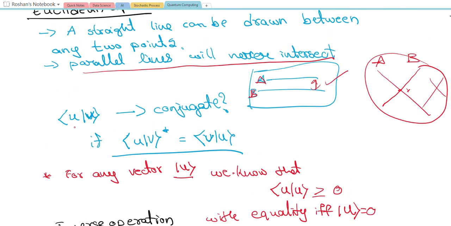For our u comma v vector, how can we find its conjugate? How will we find the conjugate? Suppose the inverse of u and vector v, then the conjugate will be the inverse of vector v dot product with vector u.